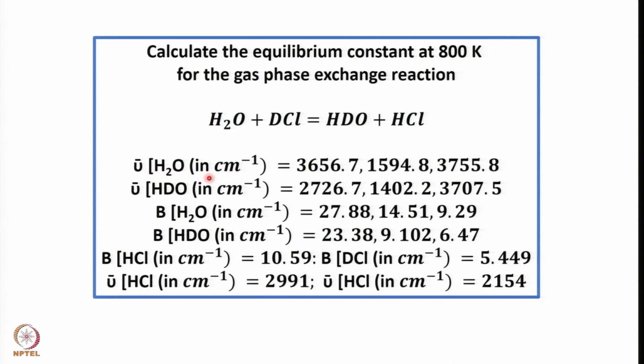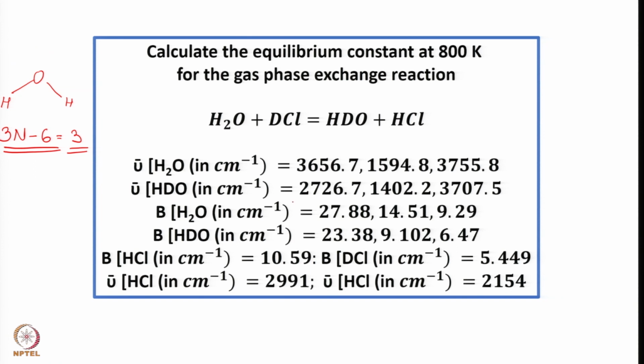The vibrational wave numbers for H2O are 3656.7, 1594.8, 3755.8. Water is a non-linear molecule. So, the normal modes of vibration are 3N minus 6, and in the case of water, 3 times 3 is 9, minus 6 is equal to 3. And those wave numbers are given here: 3656.7, 1594.8, 3755.8. HDO is also a non-linear molecule.